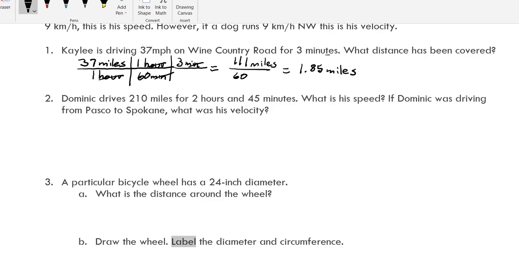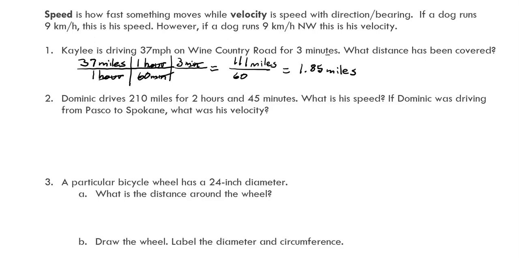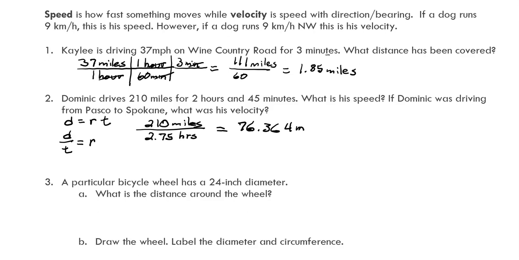Right, now Dominic drives 210 miles for 2 hours and 45 minutes. What is his speed? If Dominic was driving from Pasco to Spokane, what was his velocity? Let's first figure out his speed. We know distance equals rate times time. So we're essentially trying to find the rate. And distance divided by time will give us his rate. So Dominic drove 210 miles, and his time was 2 hours and 45 minutes, which is 2.75 hours. If we divide this, we will have his speed, which is about 76.364 miles per hour.